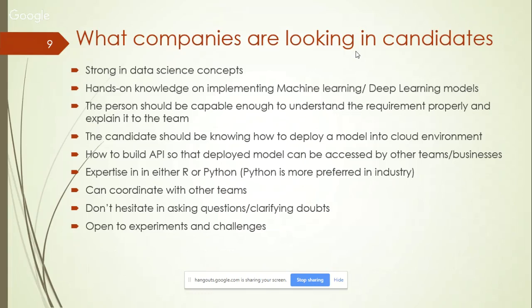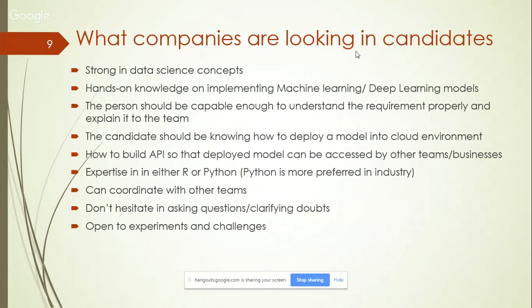And how to build the API. You build a model, you deploy it, but how will the third party use your model? This is where APIs come into the picture. Then you should have expertise in R and Python. Both languages are equal, but in the industry, people are more inclined towards Python because it's a complete programming language. But every language has its limitations, so comes R and Python. My suggestion is, do not restrict yourself to one language. Always have a good understanding of both languages, because both have very strong power.